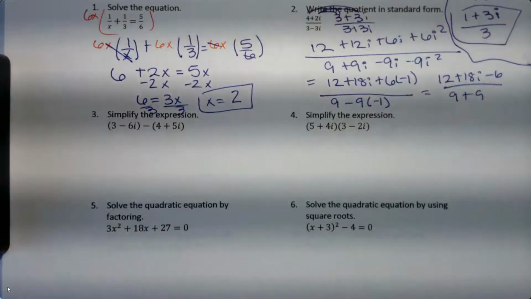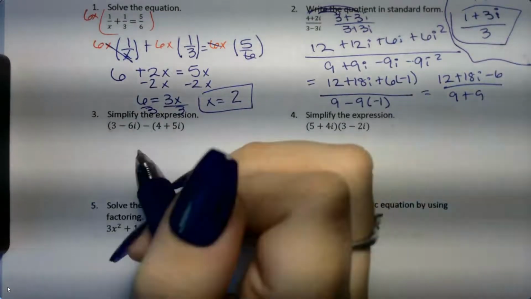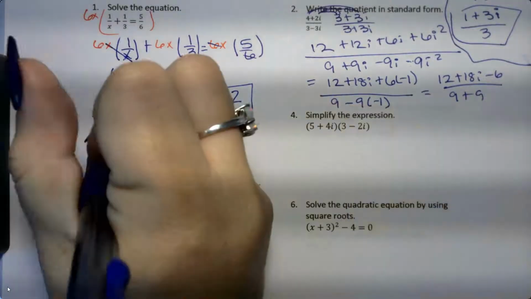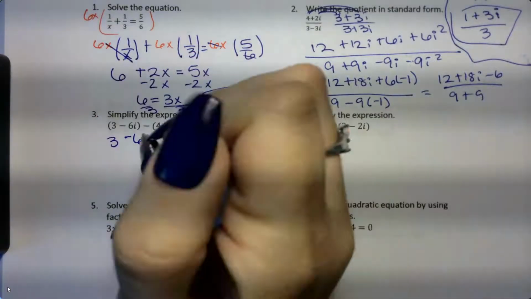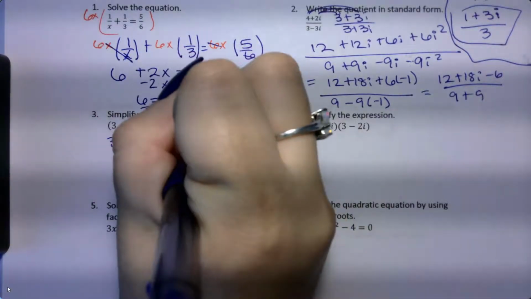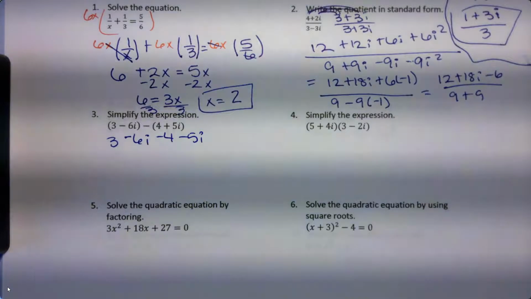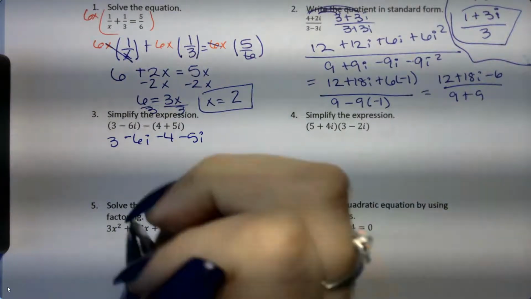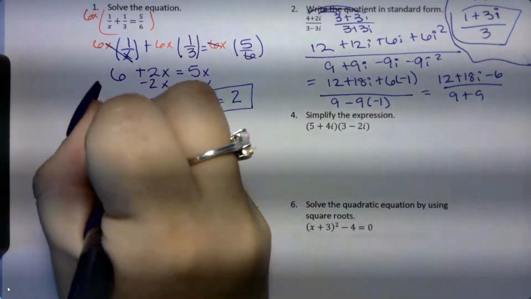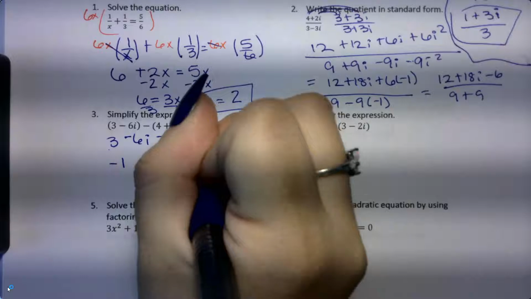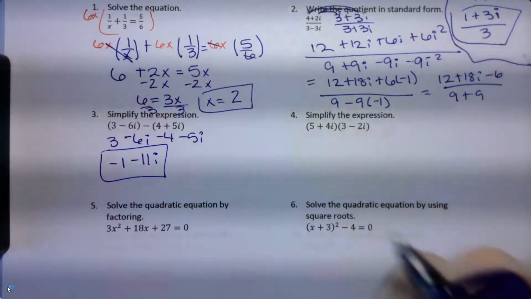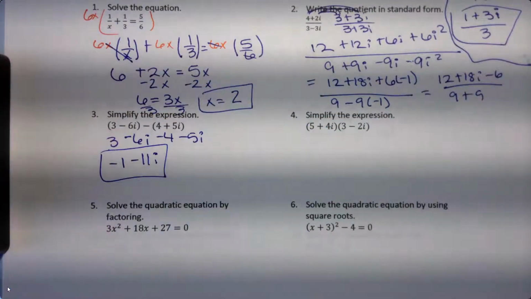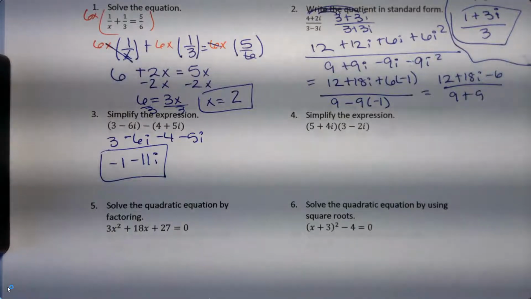Okay, number 3 wants me to simplify the expression. Because I have a minus sign in the middle, I want to distribute that to all the terms that come after. So then I am going to have negative 4, negative 5i. Then I just want to combine like terms. 3 minus 4 is going to be negative 1. Negative 6i minus 5i is negative 11i. So this is my final answer. Remember, you always write the real number first and then the imaginary number.